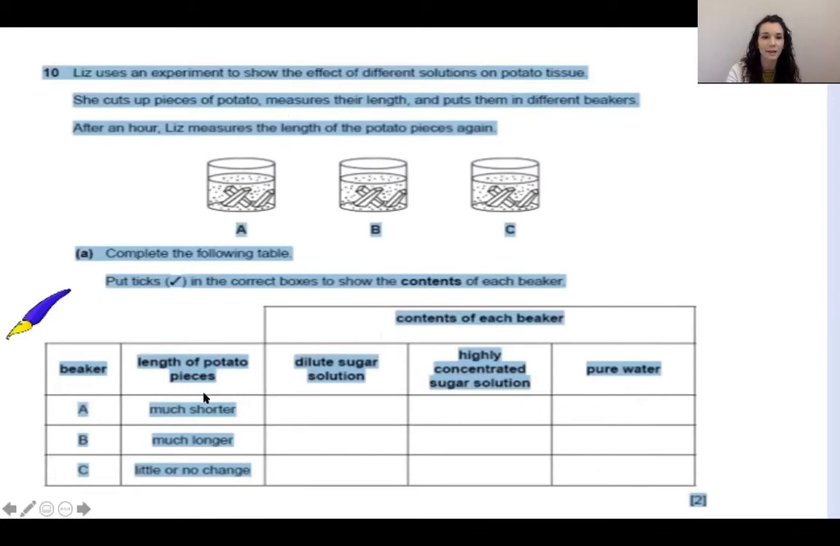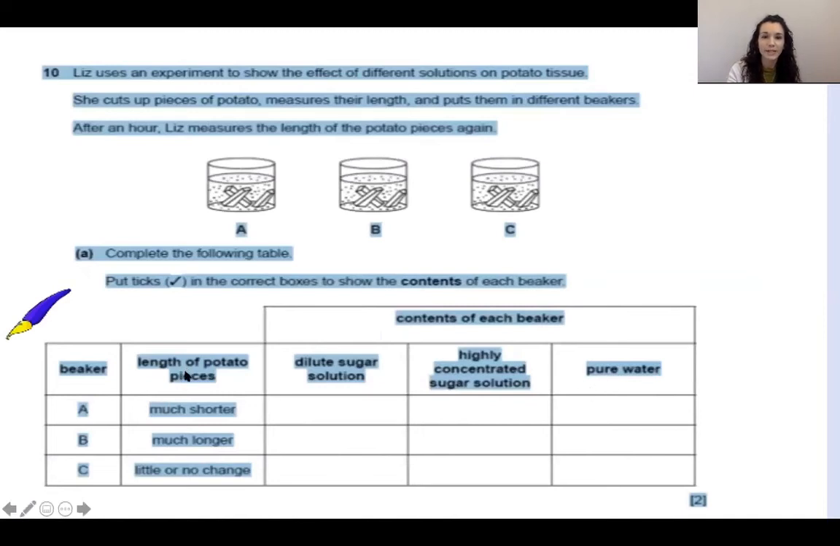So here's her table that she has written. So she's got 3 beakers. She puts pieces of potato in these 3 beakers. One of the beakers has dilute sugar solution. That means a very weak sugar solution. So a few sugar particles, but not that many. She also has a highly concentrated sugar solution, so lots and lots of sugar particles inside that solution. And she also has pure water.